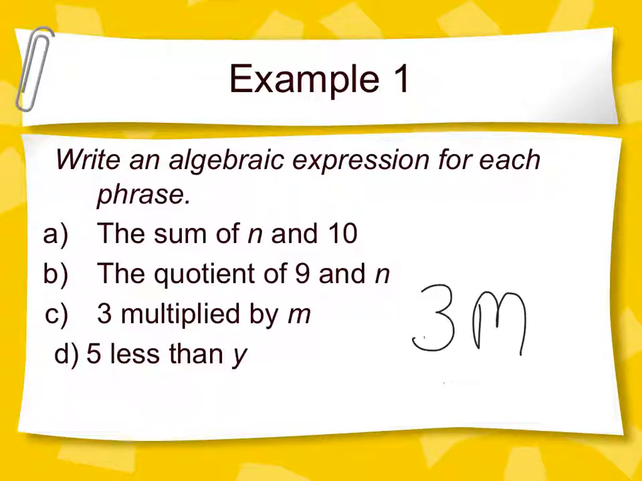And then finally, 5 less than y. So in this case, we're going to have y, and it is going to lose 5. Remember, with addition and multiplication, order doesn't matter as much, but think about the quotient and the subtraction problem there. Order is going to matter in those types of problems. Think about why that is.